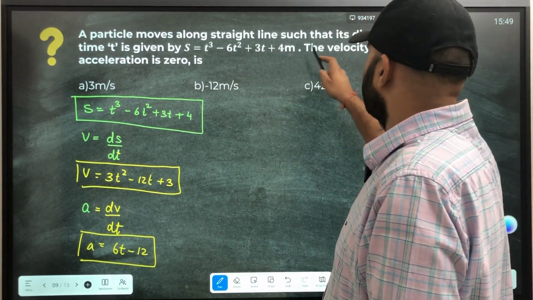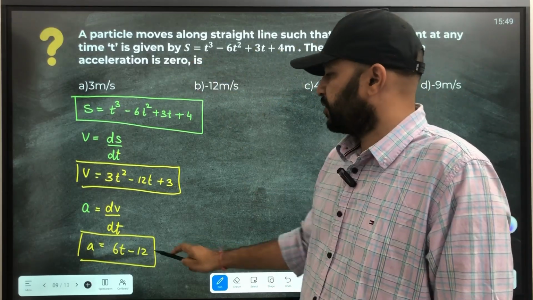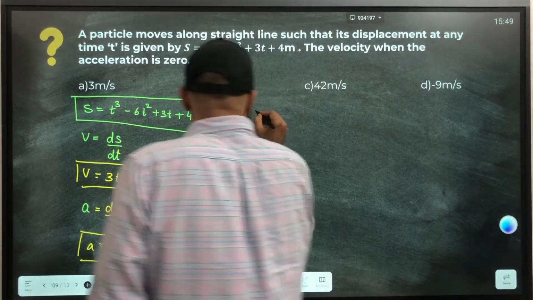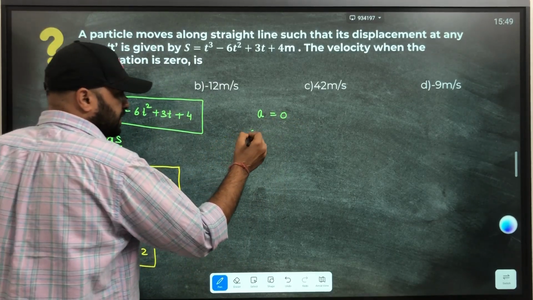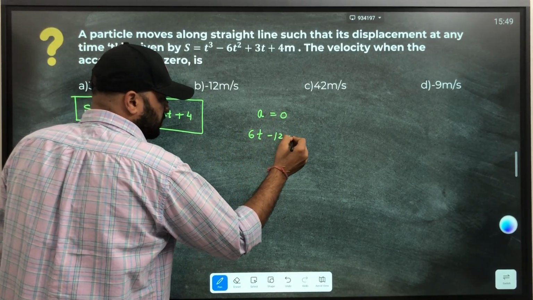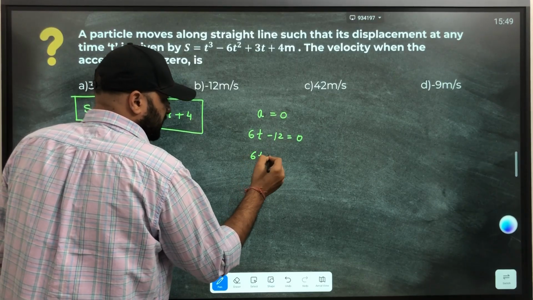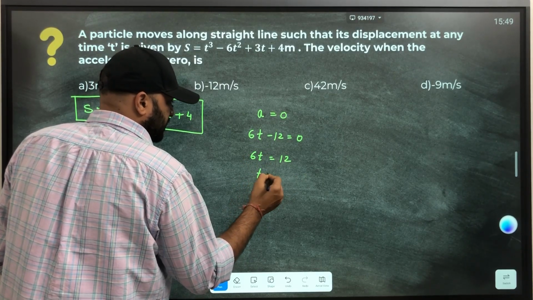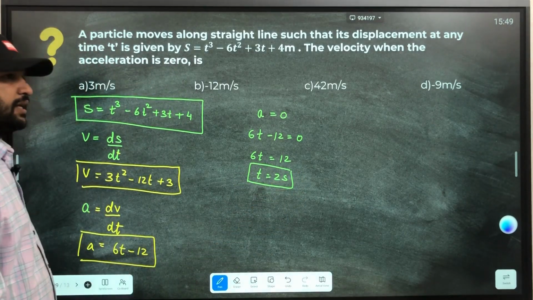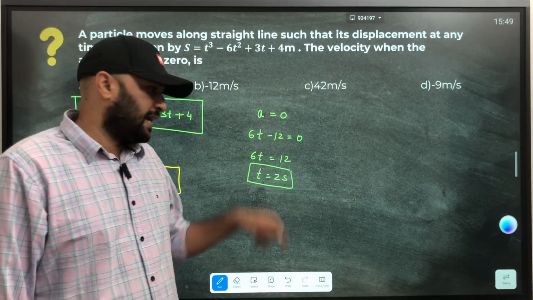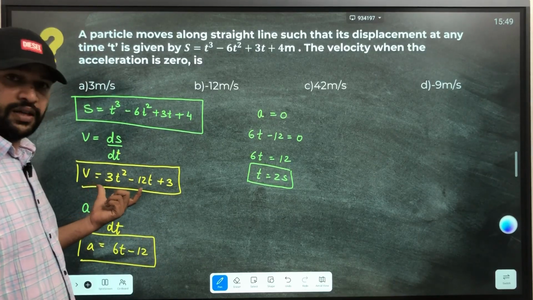So the question says the velocity when the acceleration is 0. So let's put here acceleration being 0. So A is equal to 0. And what's our A? So it is 6t minus 12 equals 0. Or 6t is equal to 12, or t is equal to 2 seconds. So at time t equals 2 seconds, the particle is having 0 acceleration. At that instant, we have to figure out the velocity, right?